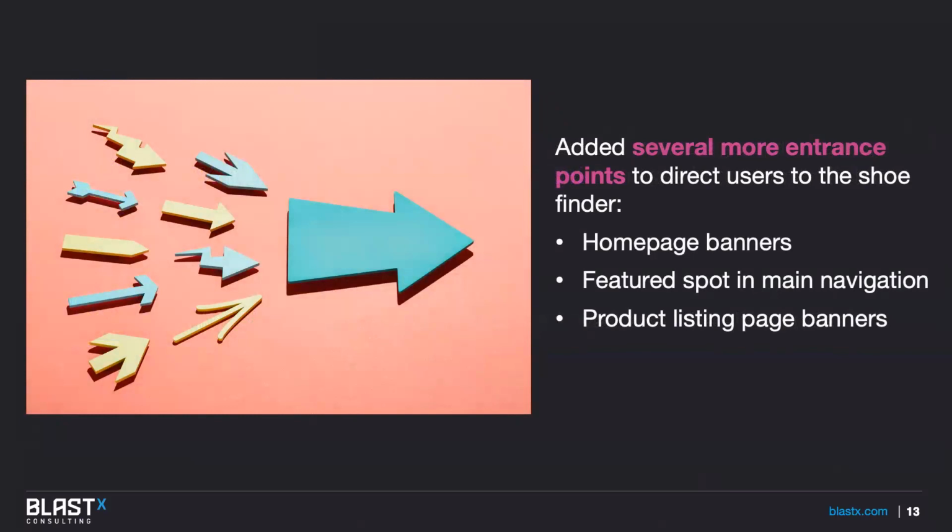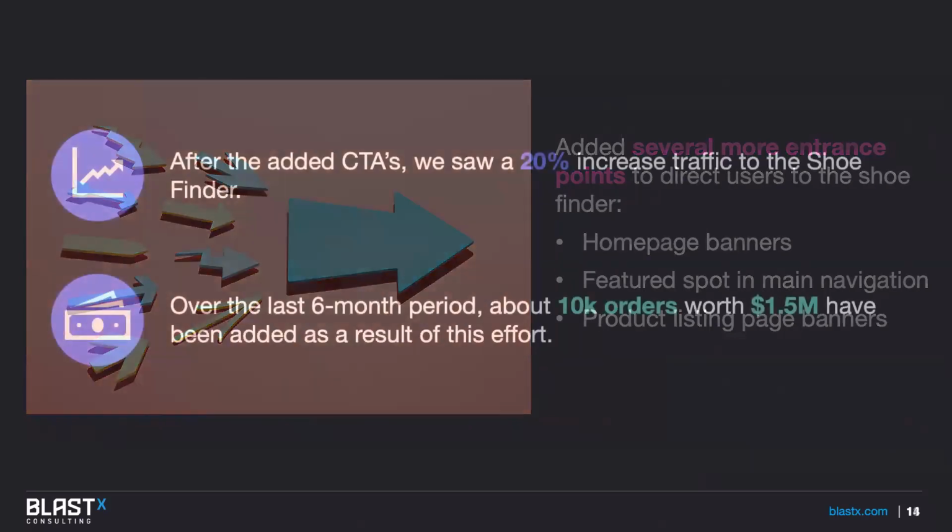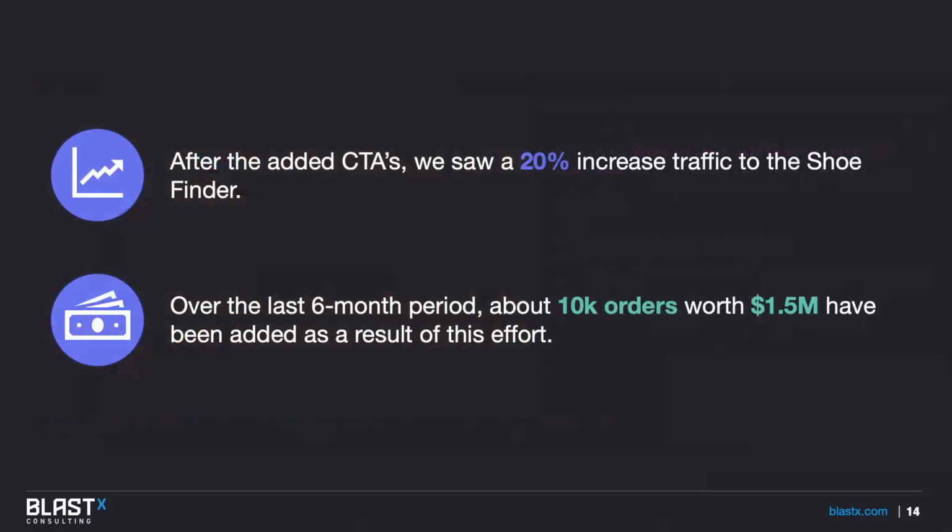As we saw continued success, we continued to expand, adding more things like homepage banners, featured spots in the main navigation, and more product listing page banners. And the results really were fantastic. Through our efforts, we saw about a 20% increase in traffic to this shoe finder, which makes sense. And as a result of this, we've seen about 10,000 orders totaling about 1.5 million in incremental revenue over the last 6 months. And it doesn't really show any signs of slowing down.